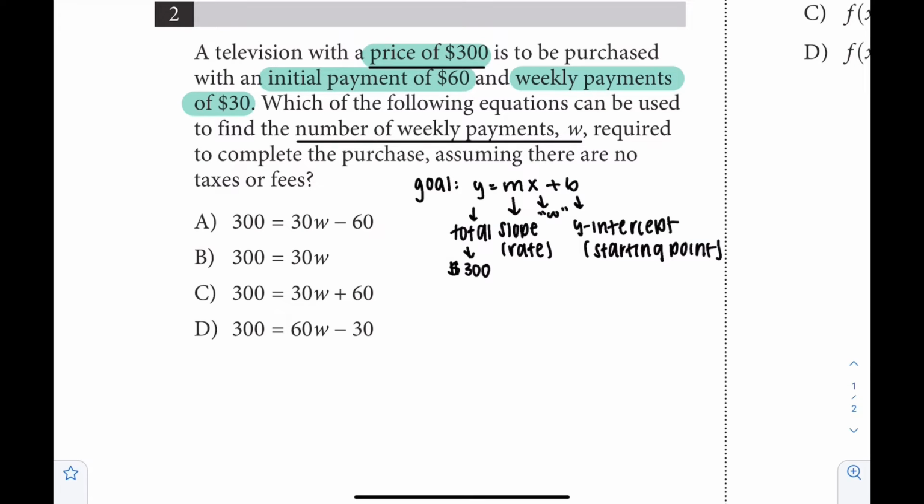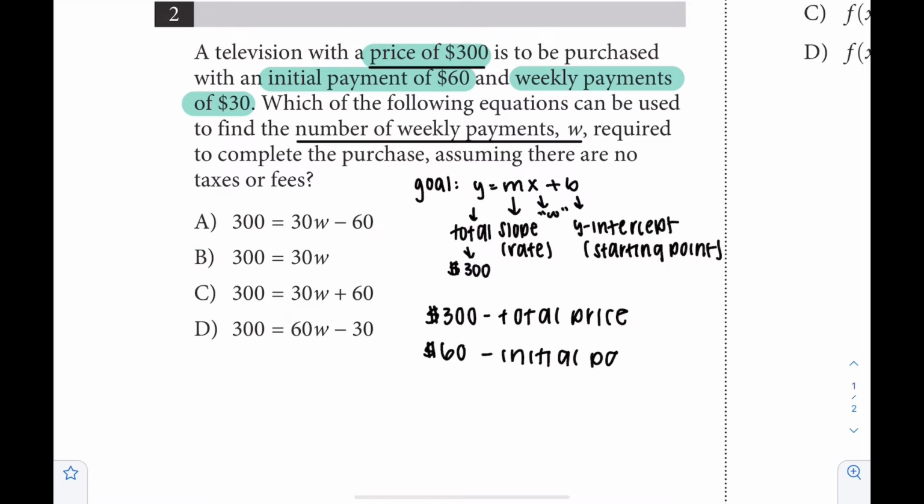Let's go over each part. We have $300, which is the total price. We have initial payment of $60. So that was the initial pay. And weekly payments of $30. So this weekly payment of $30, when you see that, you should already be thinking that that's something that's going to happen multiple times. So that's going to be some kind of rate, right? But for now, we're just going to write weekly payments.